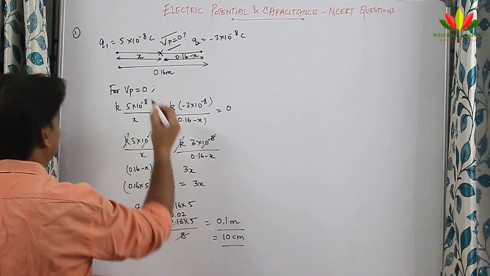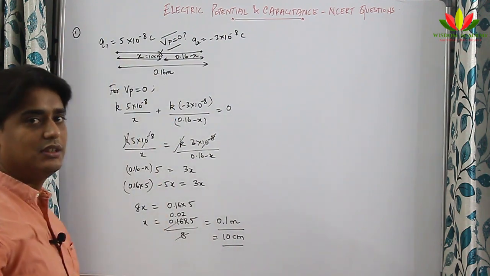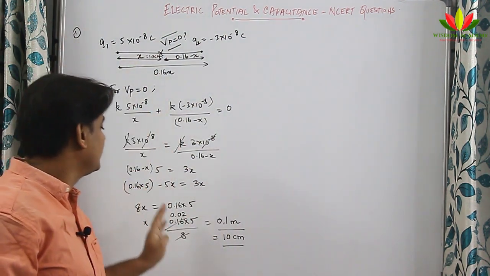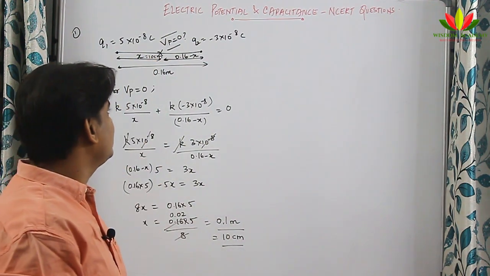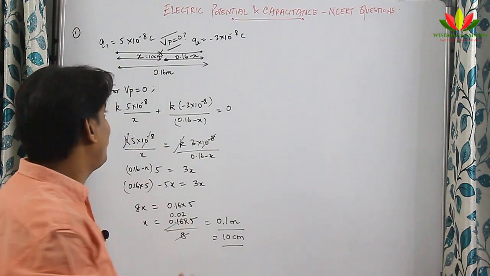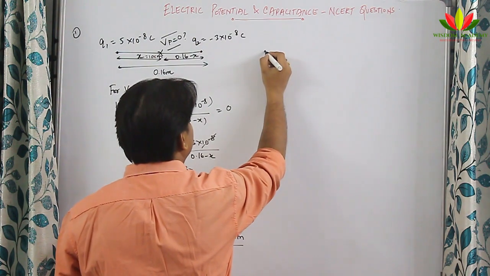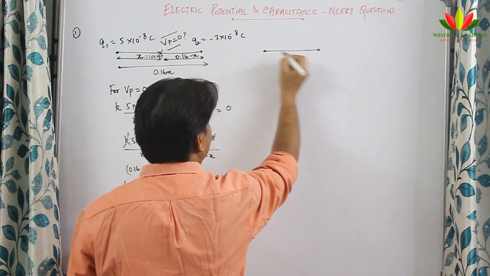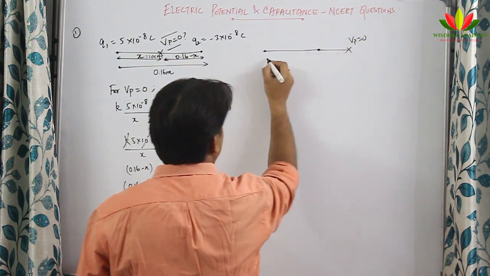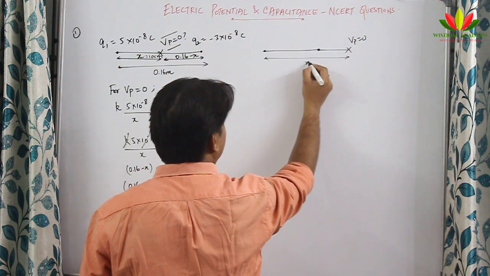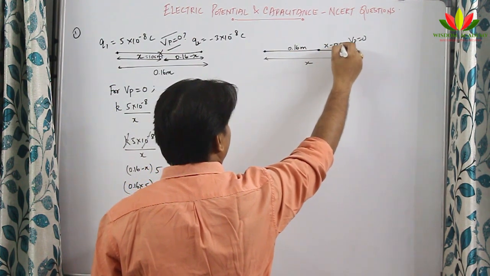So what we found? We found that 10 centimeter from the left charge or from the Q1, the potential at this point is 0. But it is not the end, because there is also a possibility that the point may lie somewhere in this line, in the axial line. So let us take the second case. Second case is the case where I am assuming the point to be somewhere here, the potential as 0. So from this charge, let the distance be x, this is 0.16 meter, but this will become x minus 0.16.